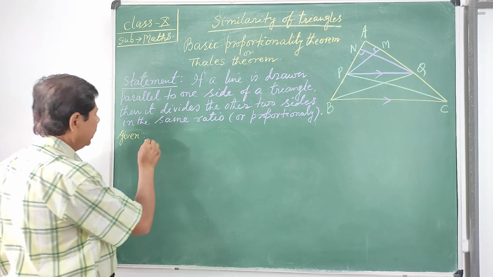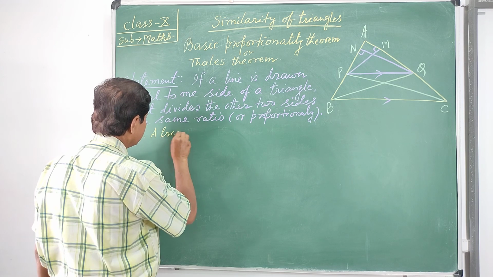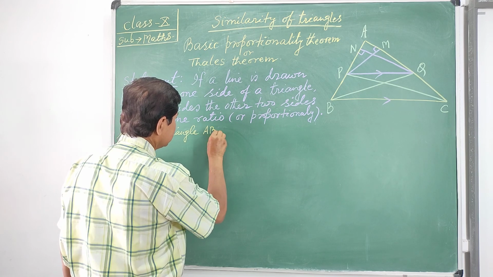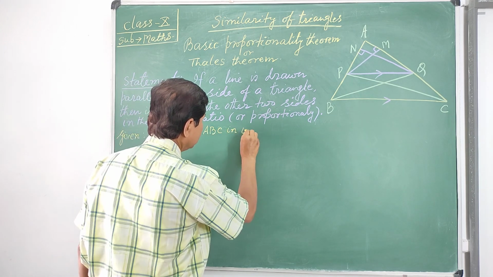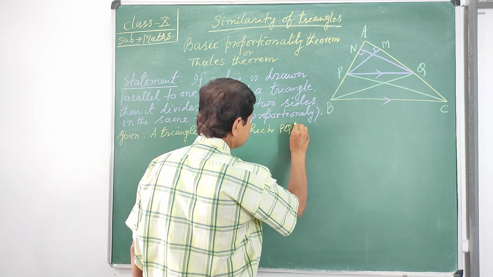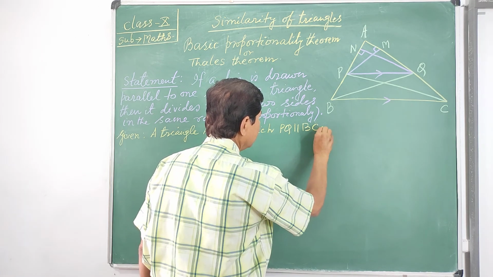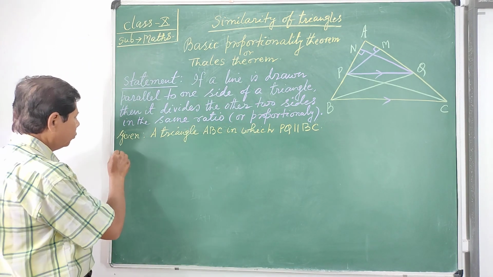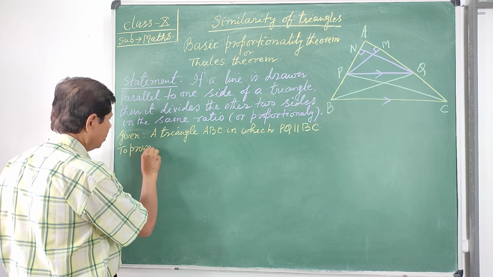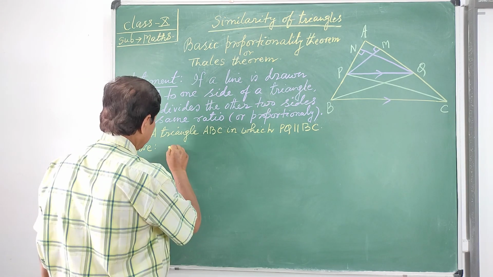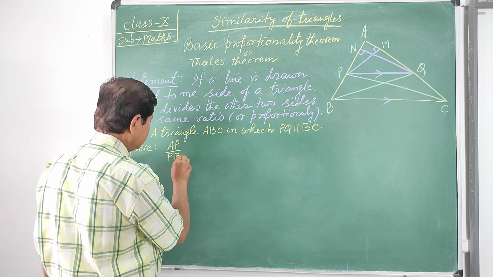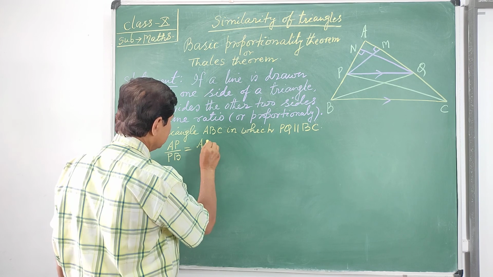Given is a triangle ABC in which PQ is parallel to BC. Now required to prove: AP by PB is equal to AQ by QC.